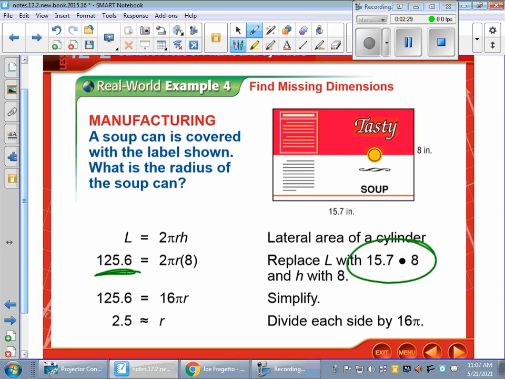Plug in your equation. Your equation here is 2 pi r times your 8, and your 8 is your height, connecting the bases. So now you can just work backwards to find r. They went 8 times 2 to get 16, and you divide those over, and you output a radius of 2.5.